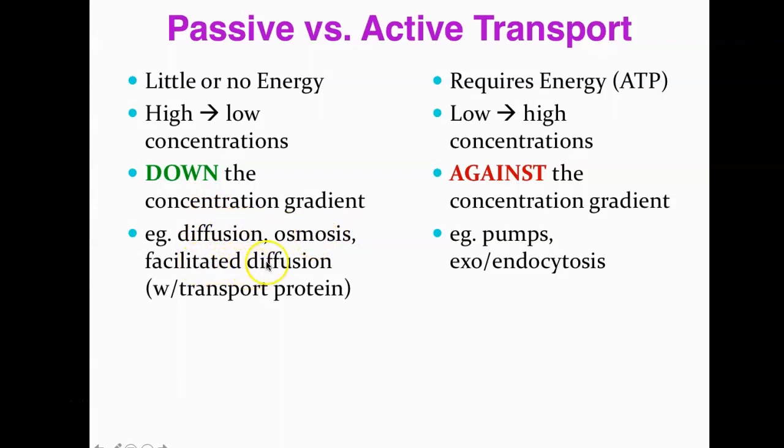Facilitated diffusion is diffusion that requires help with some kind of transport protein, whether it's a protein channel or a carrier protein. All right, so this is just your summary of everything we just talked about. Active transport does require energy, and the reason is because it is moving things, most likely ions, from a low to a high concentration. So they're moving against their concentration gradient. And bulk transport, like endocytosis and exocytosis.